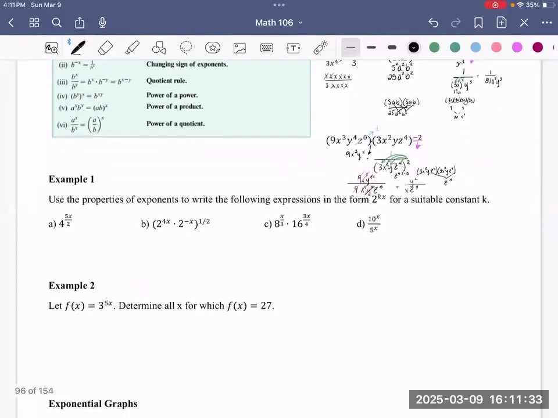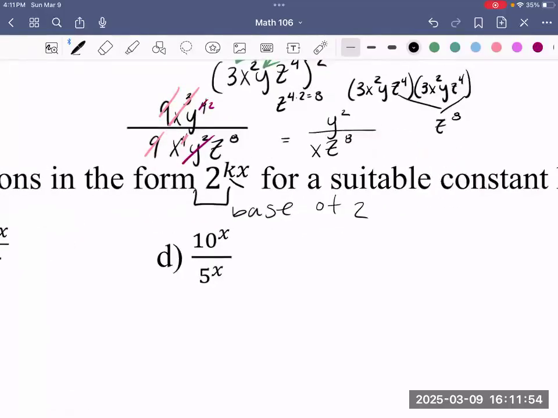Now let's take a look and use the properties of exponents to write the following expression in the form of 2 to the kx. So in other words, we're going to use a base of 2 and now raise it to some exponent k being multiplied by your x. So k is the coefficient of x.